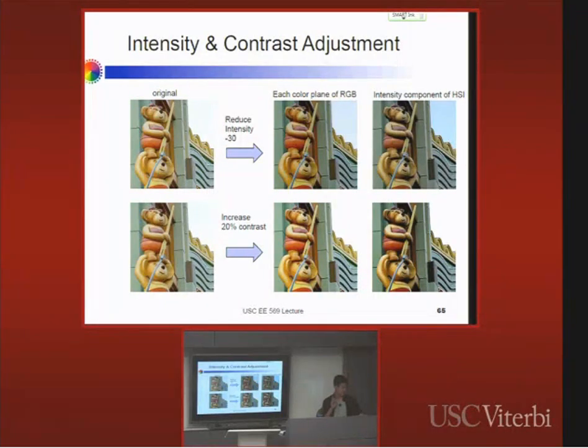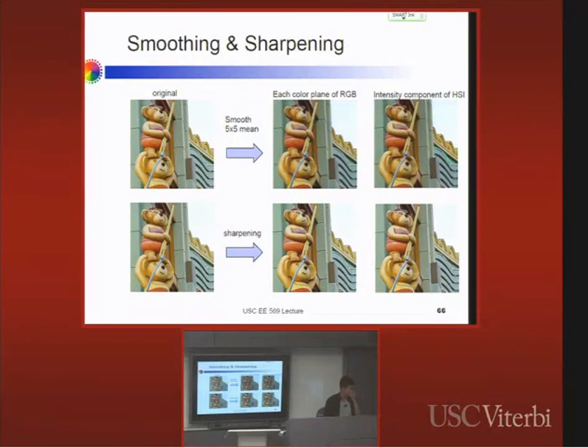To be honest, I don't see much difference in this image, probably because I'm not that color sensitive. But if you see some difference, that's because H and S are not touched. Here's another example of doing smoothing and sharpening for these two scenarios.